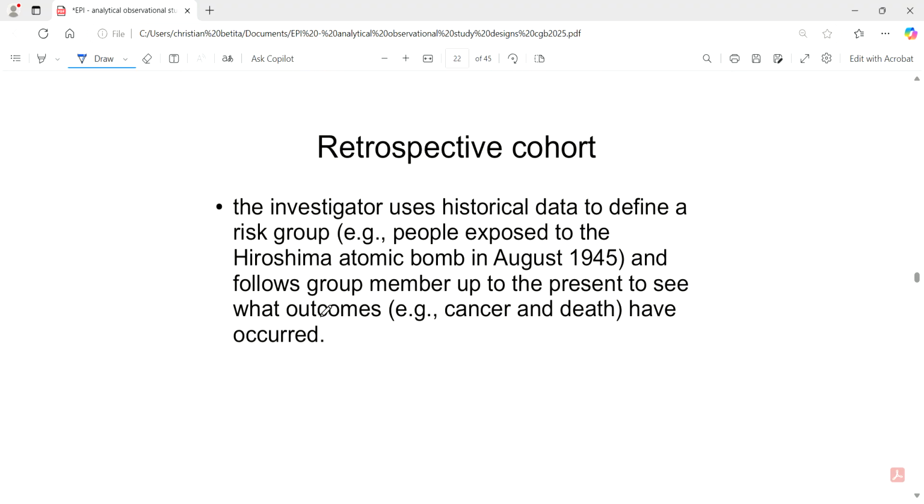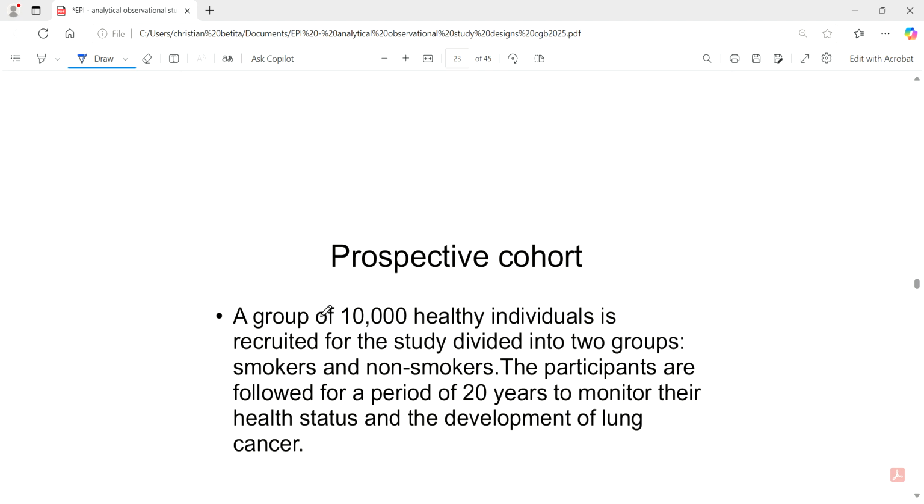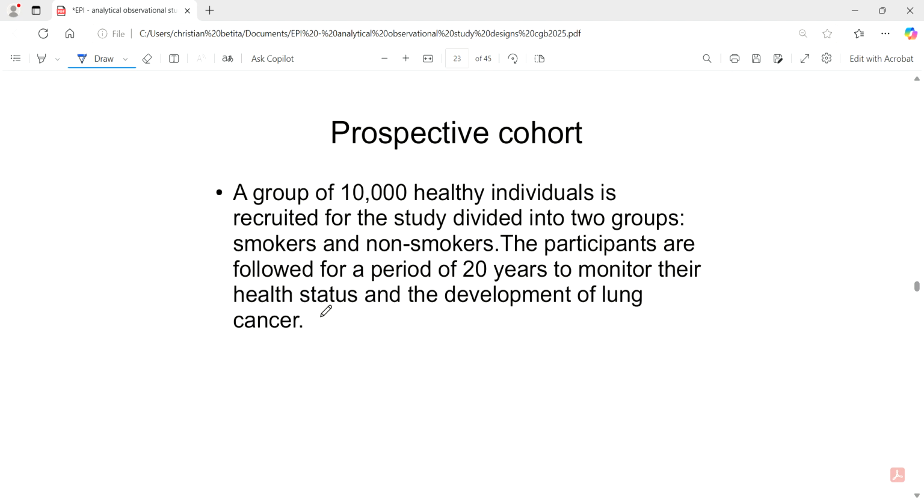Example of a retrospective cohort. The investigator uses historical data to define a risk group, for example, people exposed to the Hiroshima atomic bomb in August of 1945, and follows them up to the present to see what outcomes have occurred. An example of a prospective cohort is a group of 10,000 healthy individuals recruited for the study, divided into two groups, smokers and non-smokers. The participants are followed up for a period of 20 years to monitor their health status and the development of lung cancer.